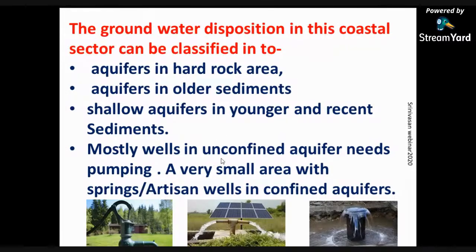In the unconfined aquifer, which is exposed to the surface itself, with no confining medium, we put a well and pump it. So you see this one. But in the confined aquifer, it is automatically self-flowing. Artesian well will be there. This is also occurring along the Tamil Nadu coast.